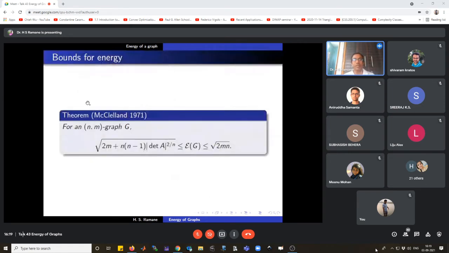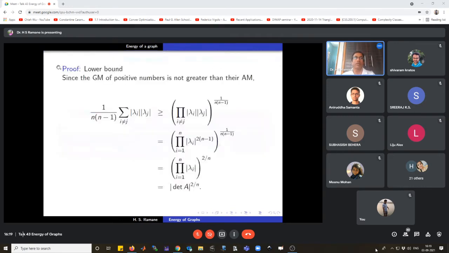This is the first bound, obtained by McClelland in 1971. For any graph G with n points and m lines, the energy of G lies between the square root of 2m plus n into n minus 1 times the determinant of A to the power 2 by n, and the square root of 2m. The proof is simple. We know that the geometric mean of positive numbers is not greater than their arithmetic mean. So using that, consider the summation of mod lambda i into lambda j upon n into n minus 1. This is the arithmetic mean of these terms.